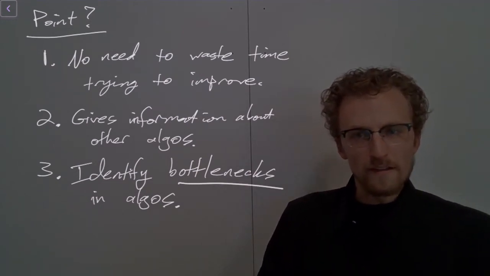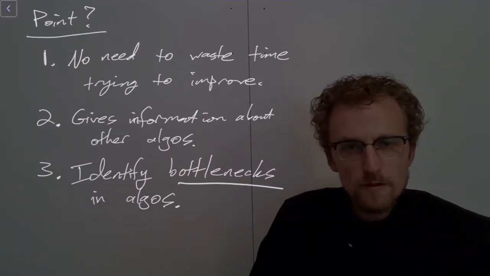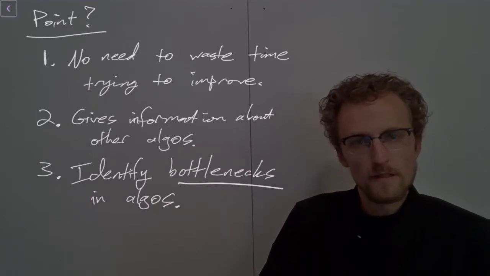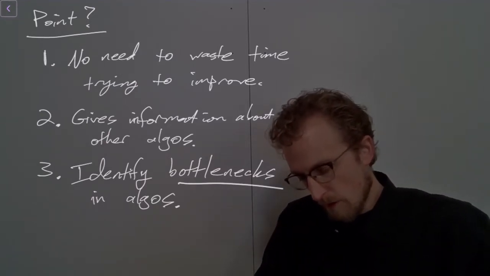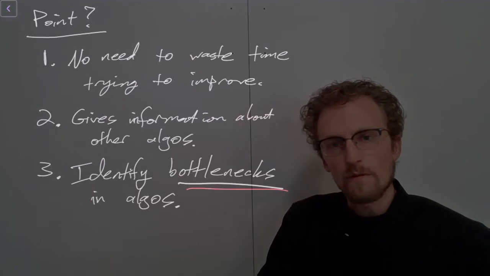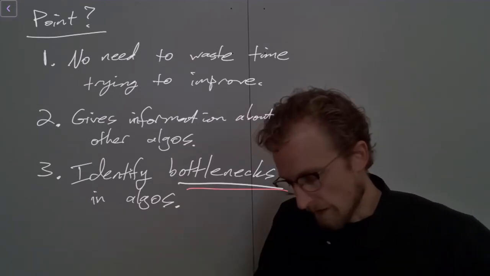So the last video ended with this list. We said there's a couple really significant benefits to doing this kind of lower bound analysis. So now very briefly, I want to talk about this last one. How can we use this to identify bottlenecks in algorithms?